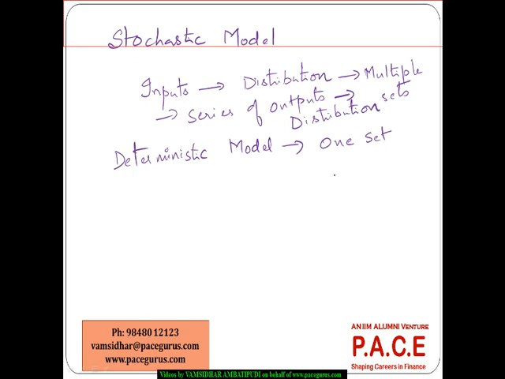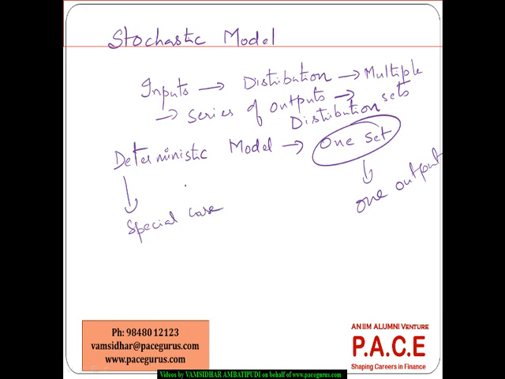Whereas in a deterministic model, I am giving one set of inputs and I am observing one output. So that's the reason sometimes people say a deterministic model is a special case of the stochastic model. One out of the multiple inputs that are going in as a part of the stochastic model could be a deterministic model input. So that is the relationship that I can look at between the stochastic model and the deterministic model.